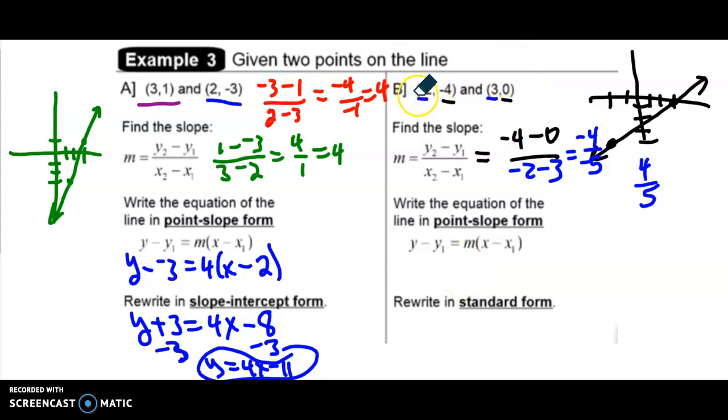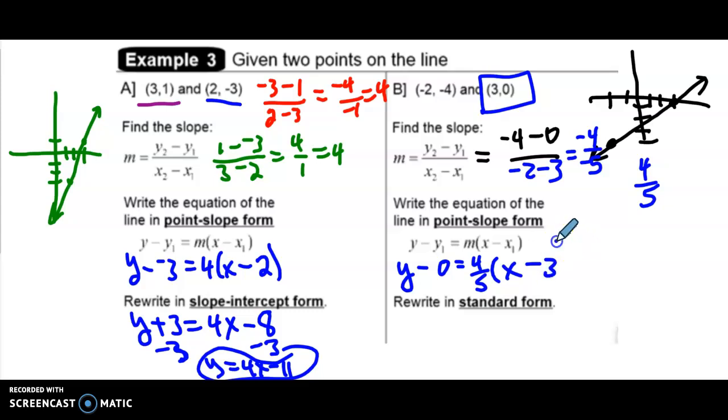All right, guys, you see now that you can pick either point. I did it over here with both. I usually pick the point that makes me confident that I might not make as many errors. Okay, so I don't like to pick lots of negatives. (3, 0) looks like an easier point to pick. So that's what I'm going to pick. y minus the y coordinate of 0 equals slope of 4/5 times x minus the x coordinate of 3.